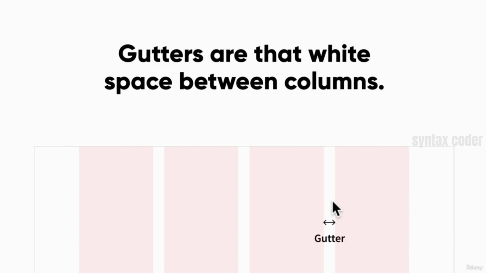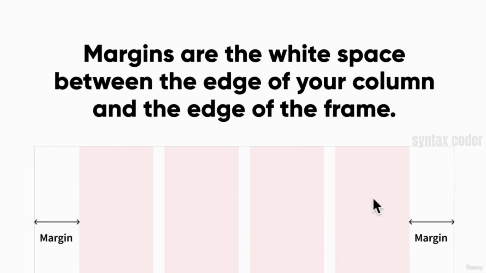Gutters. This is the white space right here, right between columns. They're dedicated based off of your base unit, so some designs will increase that size as you scale up or decrease it as you scale down. Other grids can stay fixed. It's not really set in stone. So right over here, this is probably like a 16-pixel gutter based off of a 8-pixel base unit. Margins are the white space between the edge of your column and the edge of your frame.